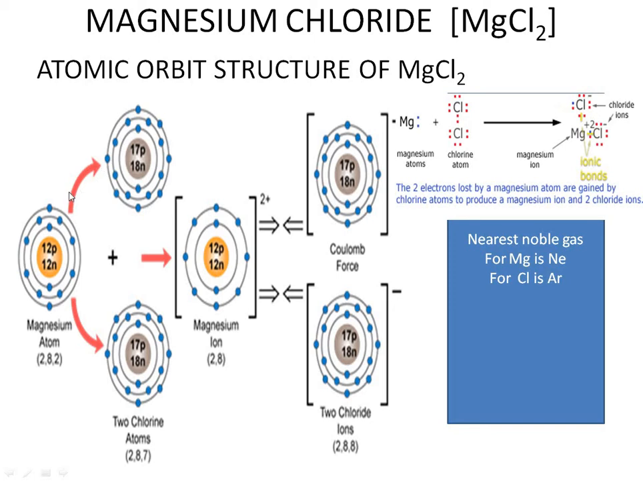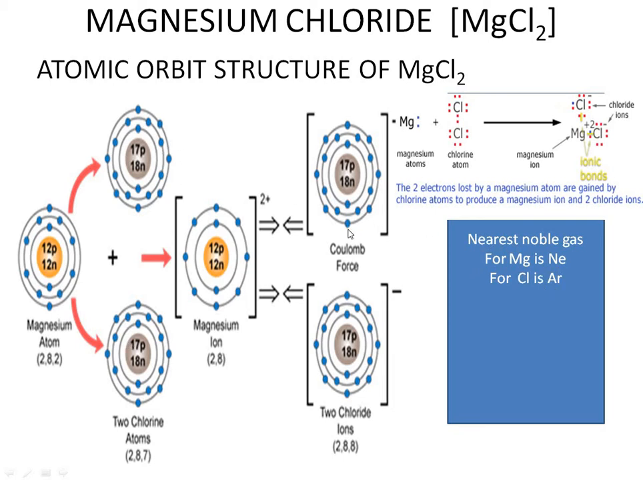So each chlorine atom will get 1 electron from magnesium: one electron from magnesium to one chlorine, the other electron to the other chlorine. So 2 electrons have been transferred. With just 2 electrons transferred, magnesium becomes stable and the chlorine also becomes stable. The nearest noble gas for magnesium is neon, and for chlorine the nearest noble gas is argon.